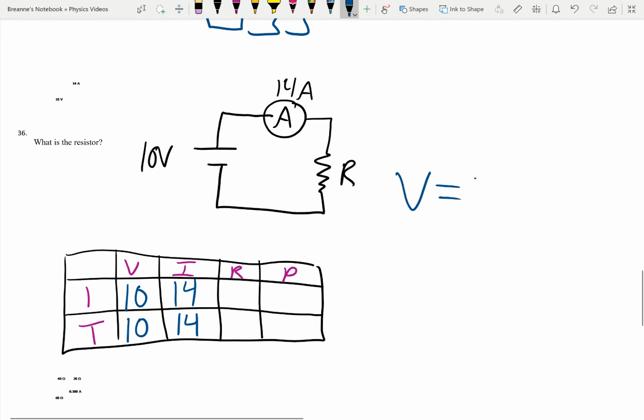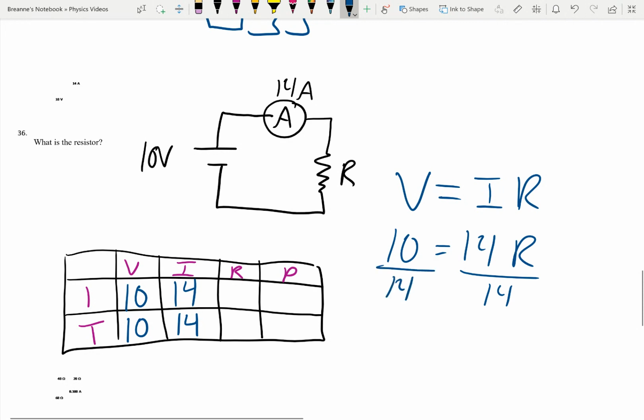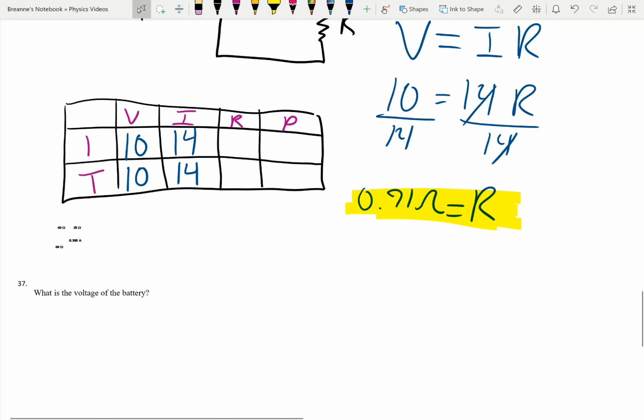So we can just use our V equals IR equation. V is 10, I is 14. We're looking for R. It's being multiplied. The opposite of multiply is divide. What we do to one side, we got to do the other. So you just use your handy calculator, and you can just use the calculator on Schoology for this. You just do 10 divided by 14, and you get that your resistor is 0.71 ohms. There you go. There's your answer. So you didn't have to do the chart. I was just showing you how the chart works.